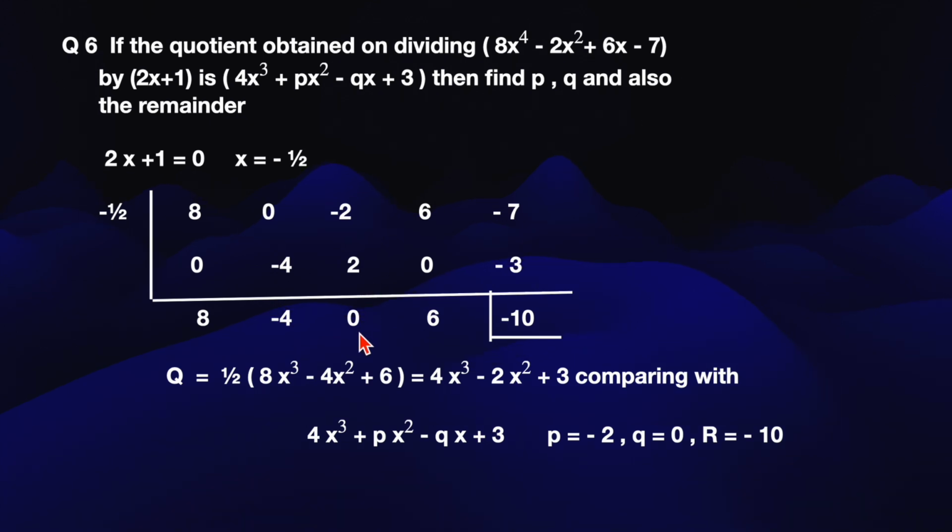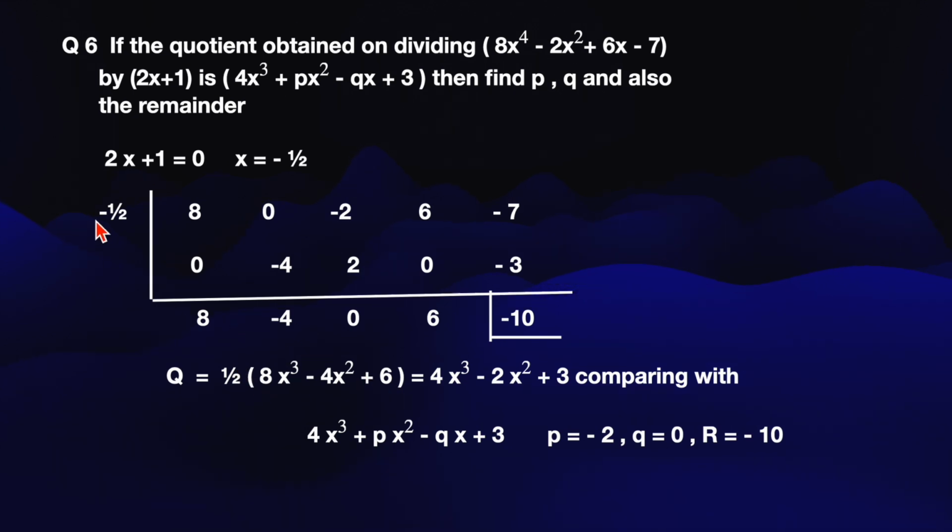When you add this, you get 0. Multiply it with minus 1 upon 2, you get 0. Add, you will get 6. Multiply by minus 1 upon 2, you get minus 3. So, minus 7 minus 3 is minus 10. So, here the remainder is minus 10. Okay. And then here we get the expression as 8x cube minus 4x square plus 6.